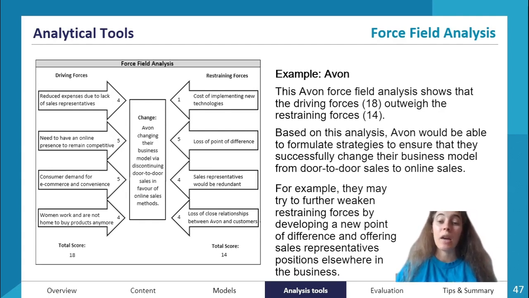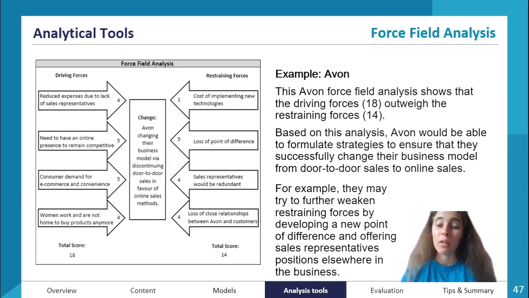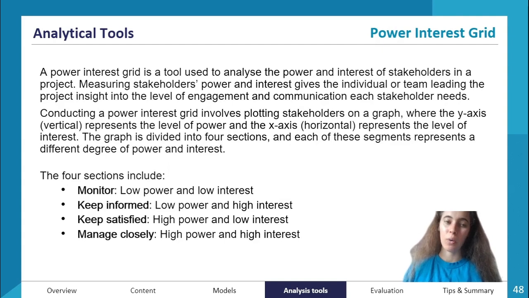So based on this analysis, Avon would be able to formulate some strategies to ensure that it successfully implements this change. So we can see here that the driving forces are outweighing the restraining forces, which suggests that it is a good change to implement, and the business just needs to figure out the best way to approach it. So they may try to further weaken the restraining forces before moving forward. So maybe it will try and establish a new point of difference and try and think about how to offer sales representatives new roles in the business so it can keep that corporate culture alive.